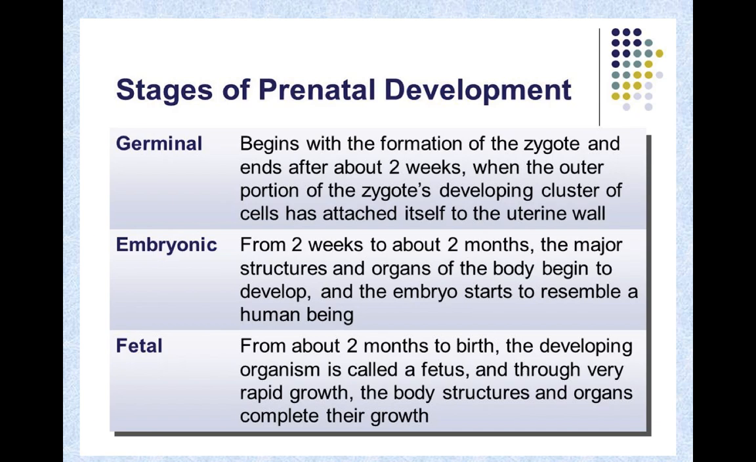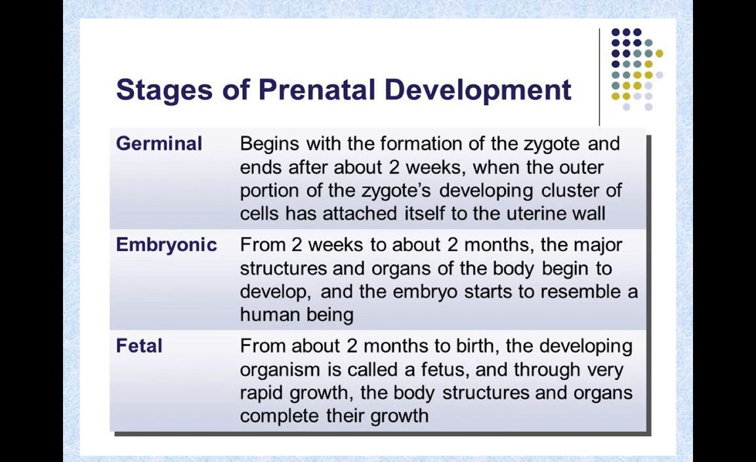We begin with the formation of the zygote, and then that ends after about 2 weeks. And then the outer portion of the zygote develops into the cluster of cells that attaches itself to the uterine wall. Then that begins the embryonic stage. That's from 2 weeks to about 2 months of age, or 2 months gestation.